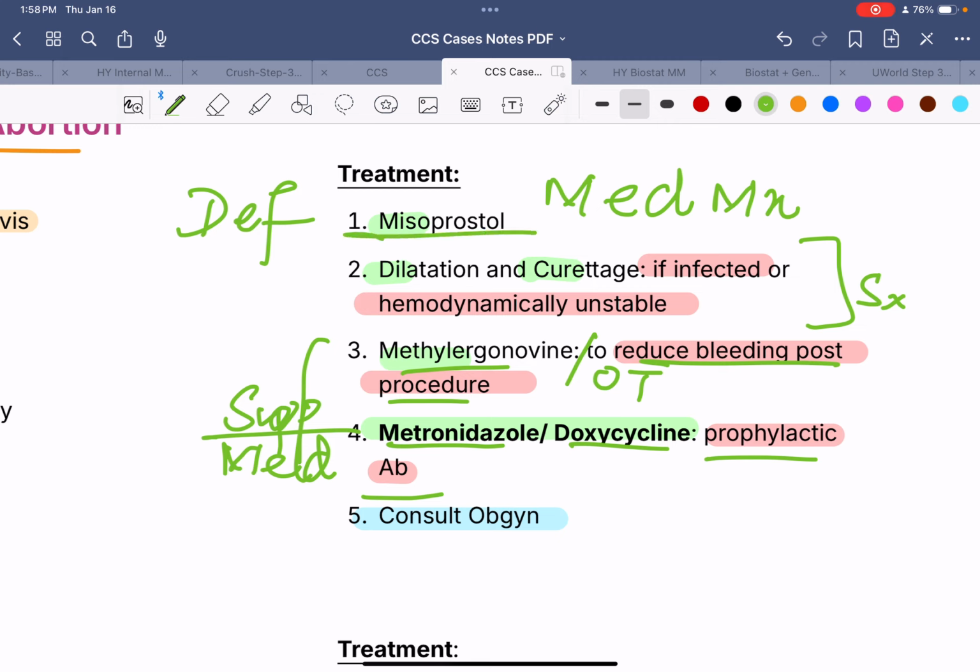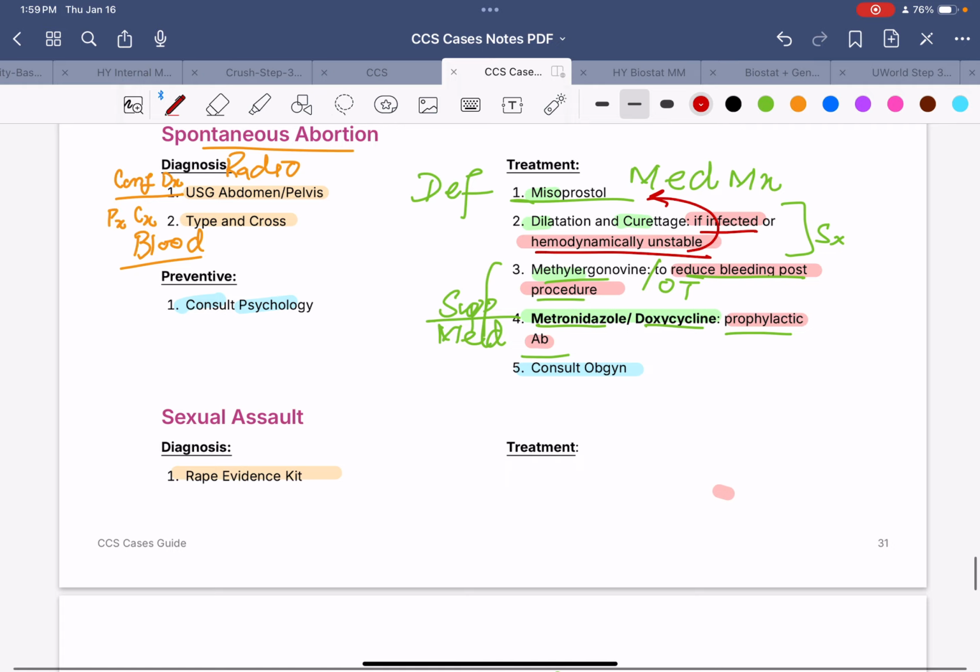And in the definitive medical management, you can give misoprostol, which will help with the ripening of the uterus as well as assist in the abortion. And if the patient is infected or hemodynamically unstable, then you will not do medical management, since again it can become a septic abortion, patient can develop septicemia and die. So we'll directly go to the surgery and do dilation and curettage, right? And of course, you're going to consult OB/GYN.